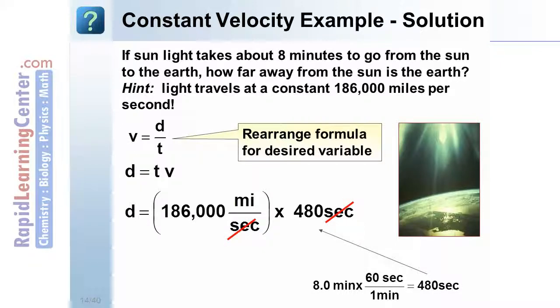Notice how the units cancel out. When you multiply, you're left with 8.9 times 10 to the 7th miles.